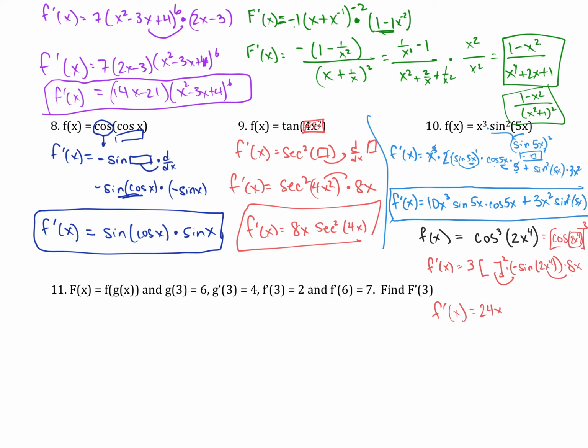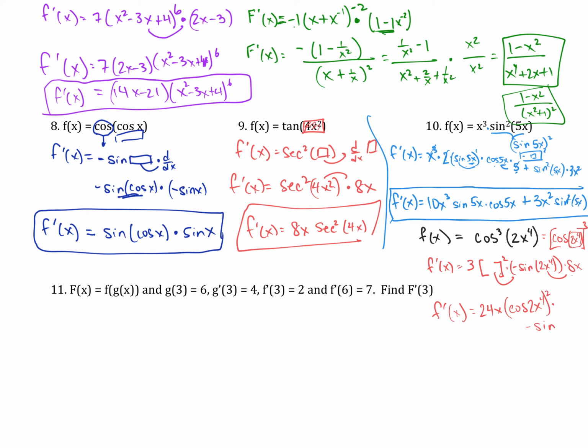And now I'm just going to rewrite these things. This was this whole box over here, which was the cosine of 2x to the 4th squared times negative sine 2x to the 4th, like that. Okay, so that's times negative sine. So you had a box inside a box inside a box, kind of that situation.